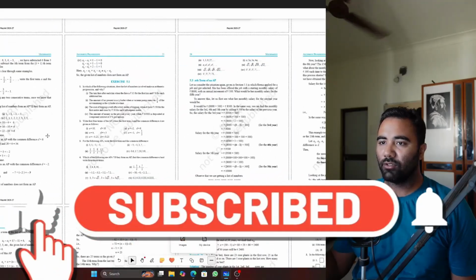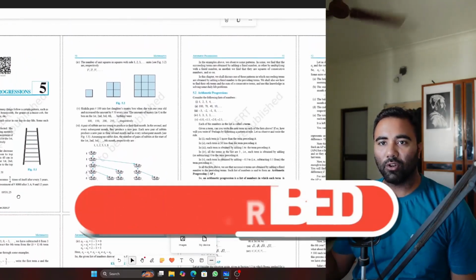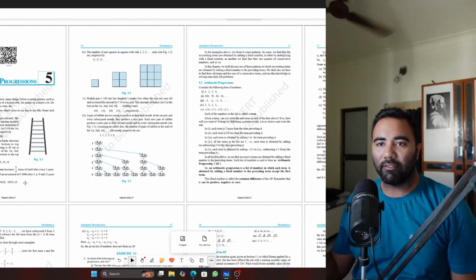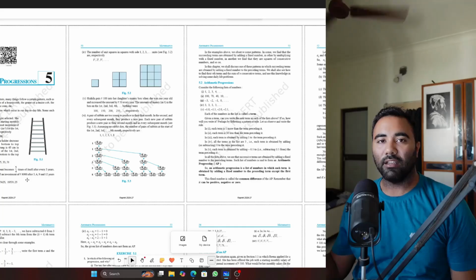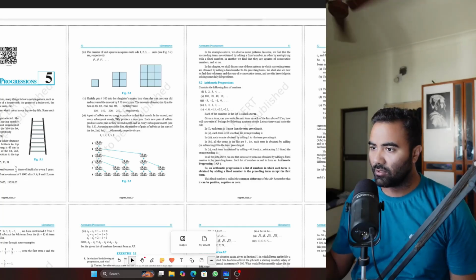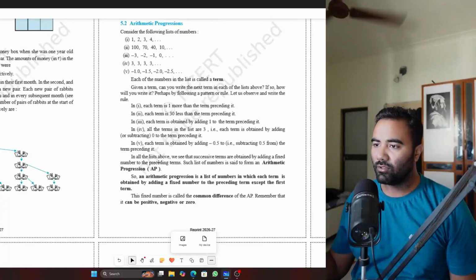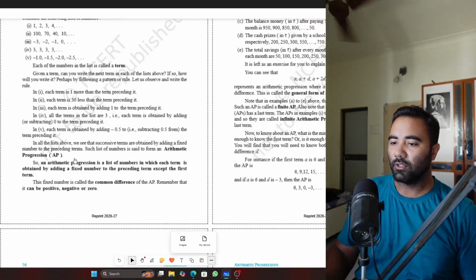Today what we do is look at the textbook questions, and here I have your chapter number 5, that is arithmetic progressions from the class 10 NCERT textbook. Alright, so let's first look at some common definitions. This is the definition that is given in your textbook here.